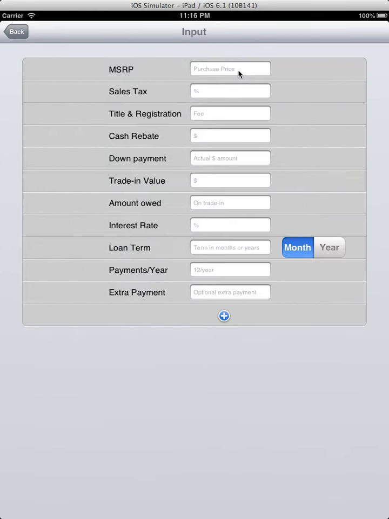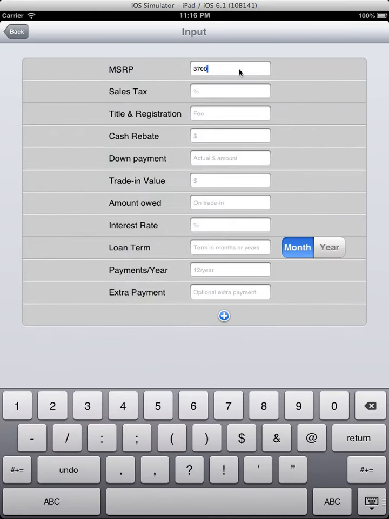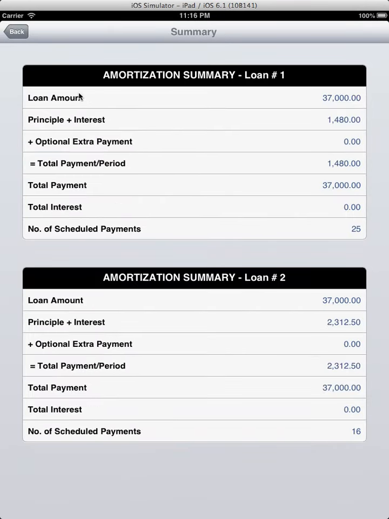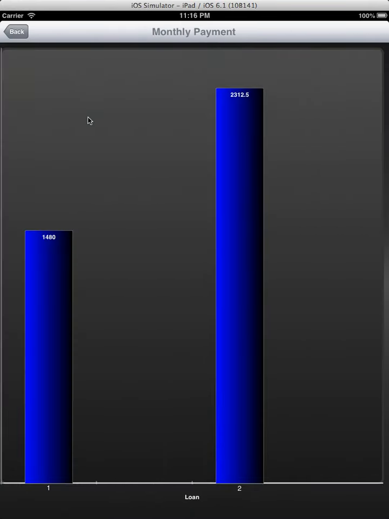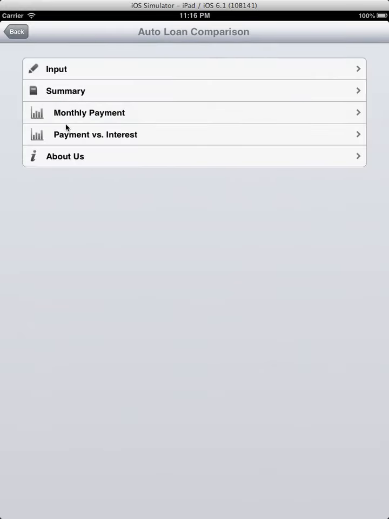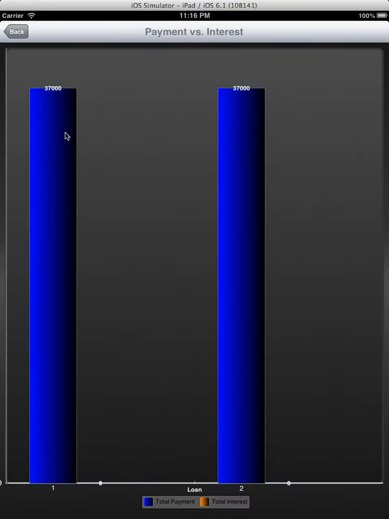Let's compare two or more loans. This is a simple loan. Let's consider 5-year term and 5% as one loan, and 4-year term and 4% as another loan. So here is the summary comparing both loans. Here is the bar graph showing both the monthly payments, and here is total payment versus total interest.